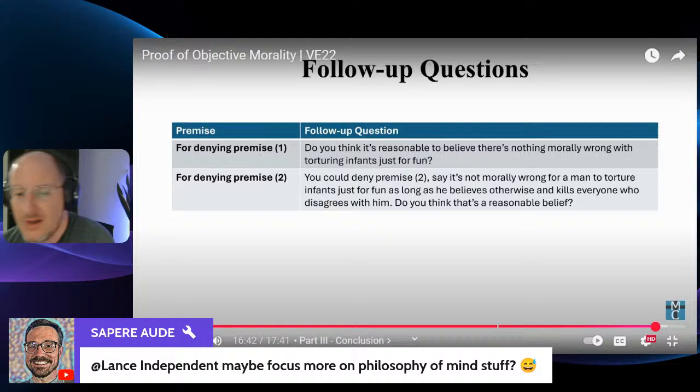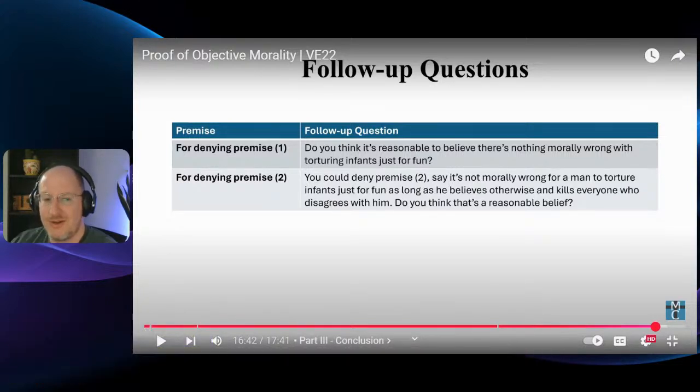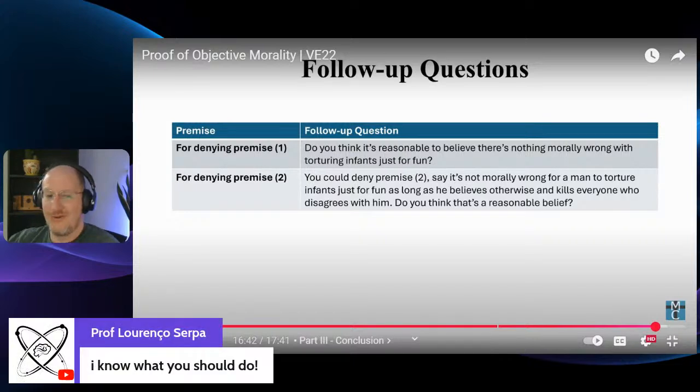Yeah, Sapir says maybe focus more on philosophy of mind stuff. I don't have that much to say about it. Just go let scientists do their work or something. What do I have to say about that? All right, what should I do, Mr. Serpa?